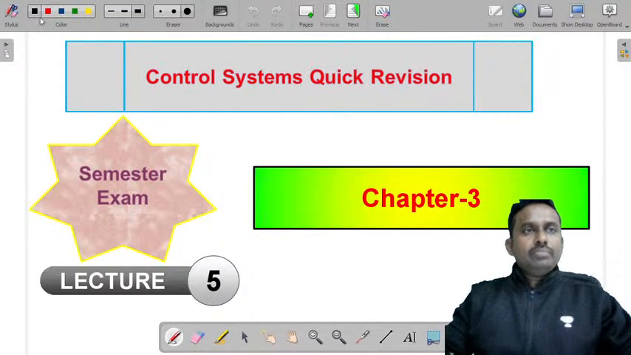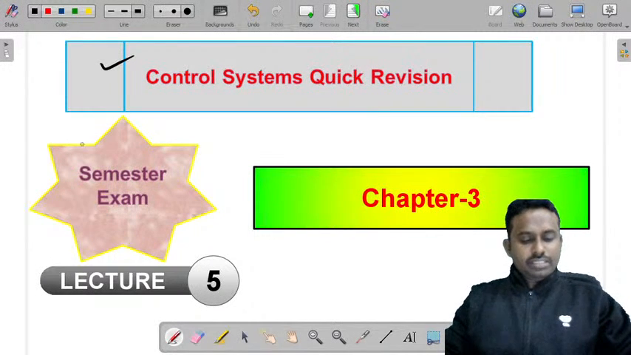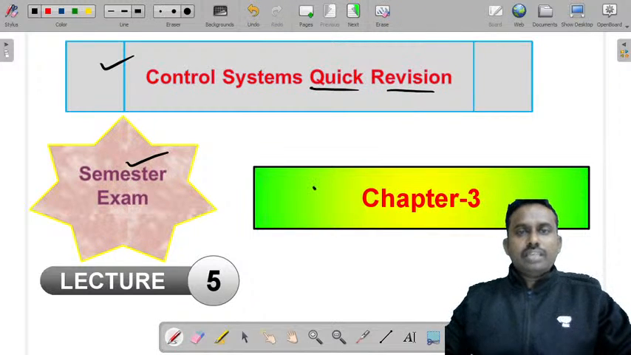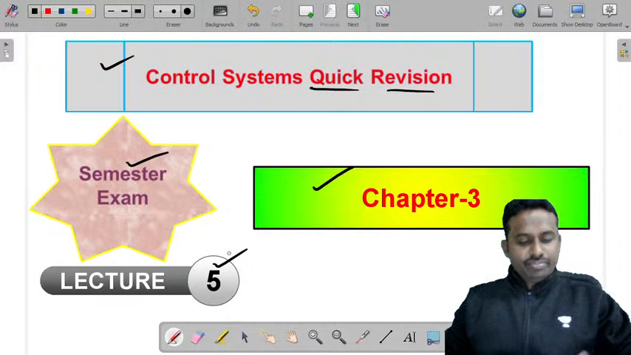So welcome to Unacademy Semester Exams, and we are dealing with the control systems quick revision for semester exams, chapter 3 as a part of lecture 5. So I want everyone to mark your presence here.